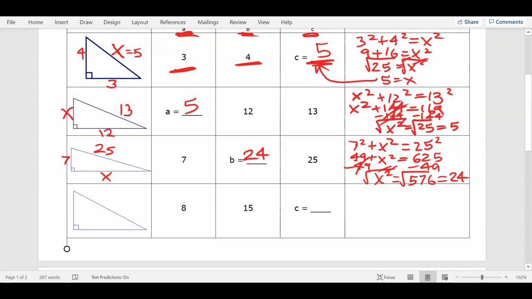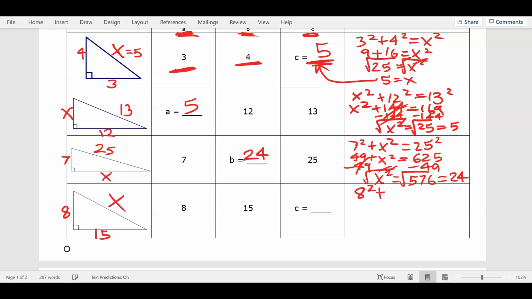So far we have 3 triples. 3, 4, and 5 makes a right triangle with whole numbers. 5, 12, and 13 makes a right triangle with whole numbers. 7, 24, 25 makes a right triangle with whole numbers. Cool. Last one: 8, 15, and C is missing.